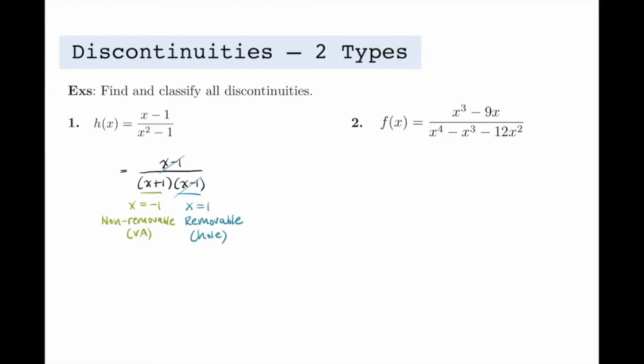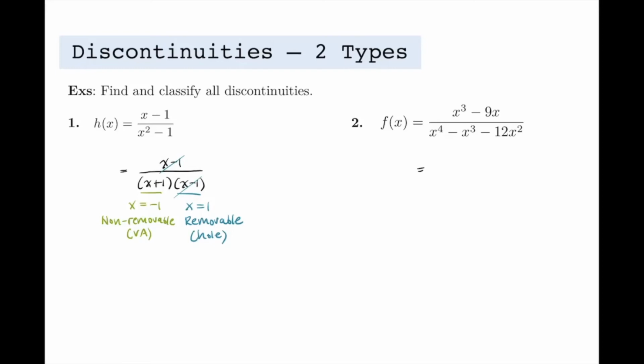In example 2, we have f of x equals x to the third minus 9x, divided by x to the fourth minus x cubed minus 12x squared. We would like to do the same thing here. Let's completely factor the numerator and the denominator. Please pause this video and make sure that you're comfortable factoring something like this.